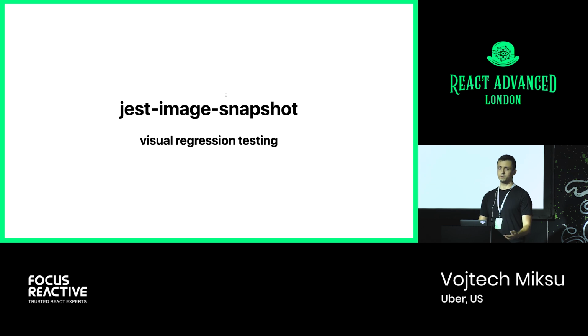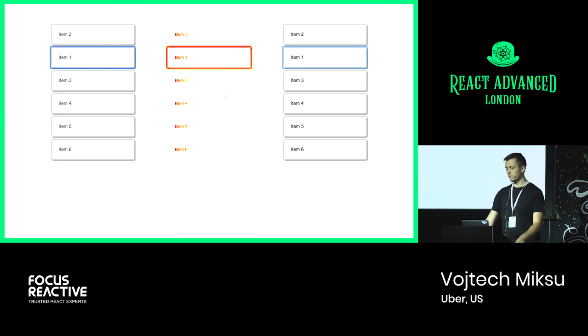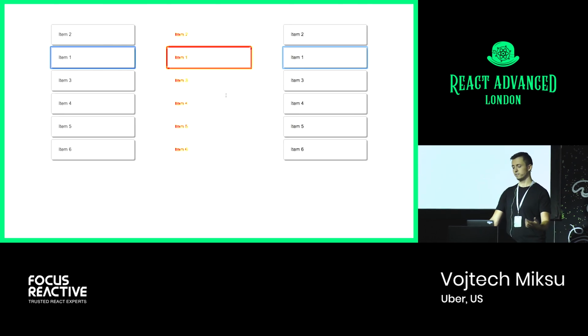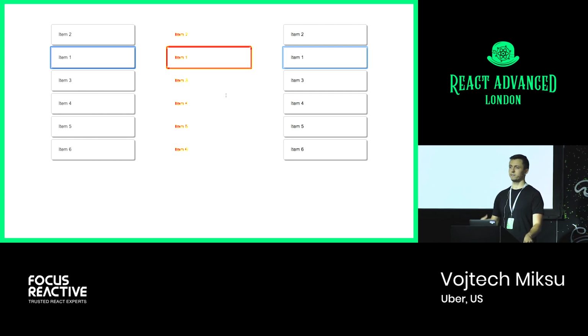You can add visual regression testing with just image snapshot. How does it work? First, you take a screenshot of your working component, and when you run tests again, it creates another screenshot and compares them together. If there are differences, you get this nice diff, and the test fails. So now you can ensure pixel-perfect positioning.